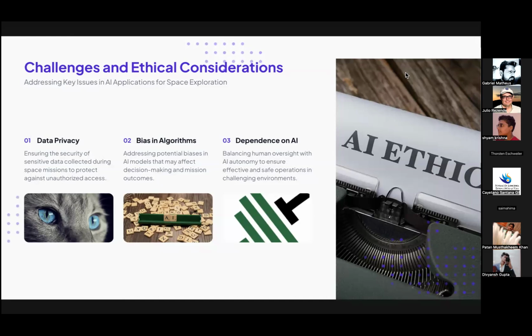And next is bias in algorithms. We create the algorithm in such a way that it will take its own decisions about what to do in such a moment. And next is dependence on AI: balancing human oversight with AI autonomy ensures effective space operations in challenging environments. Let's go to the last slide.